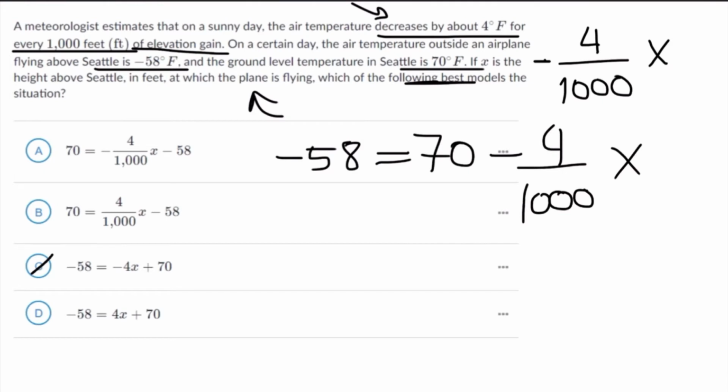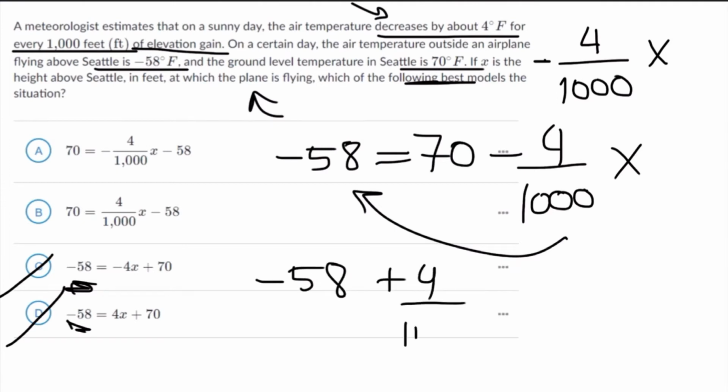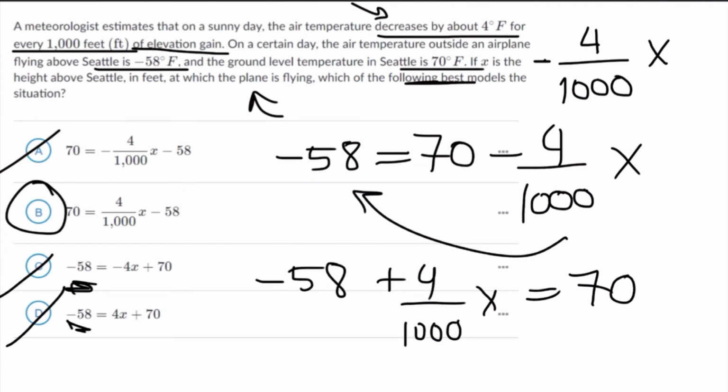So let's see which option matches our answer. Now, I can tell that these two are completely wrong because with negative 58 on the side, these sides don't look like ours. So those two are wrong, A and B. So I can see that they have the slope with 58. So I'm just going to take the slope here. So it's going to be negative 58 plus 4 over 1,000 X is equal to 70. And as you can see, that's the same as B over here. Here it's still negative. When we took it to the other side, this was positive. Negative 58 is equal to 70. Yes, this is B. So B is the correct answer in this question.